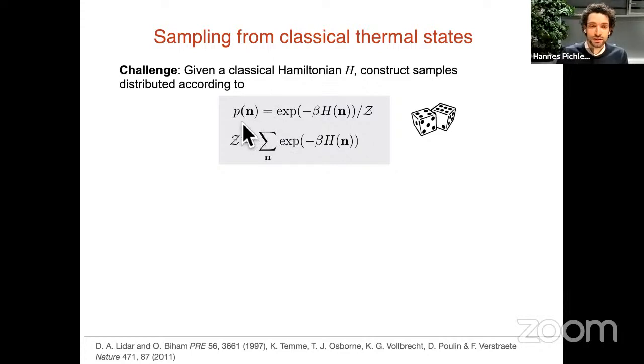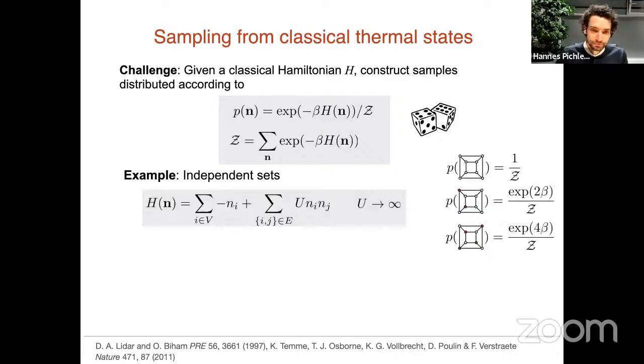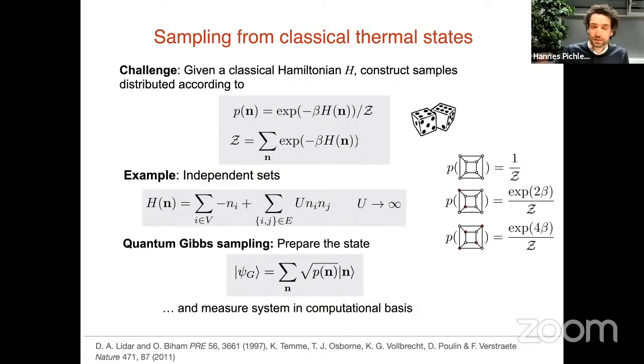And the challenge here is, you're given a probability distribution, like a Gibbs state. Maybe you're not really given the probability distribution, you're just given a classical Hamiltonian, and your task is to produce samples from this classical Hamiltonian according to the thermal state. And in the example that we had before, which is this independent set, you would just be asked to produce some of these samples with the according probabilities that the thermal state would give you at the given temperature, which is the error parameter. And the idea is to use a quantum system here.